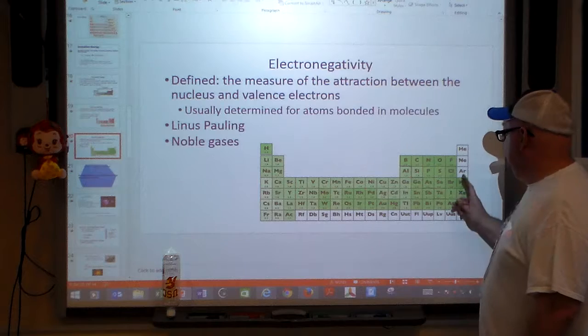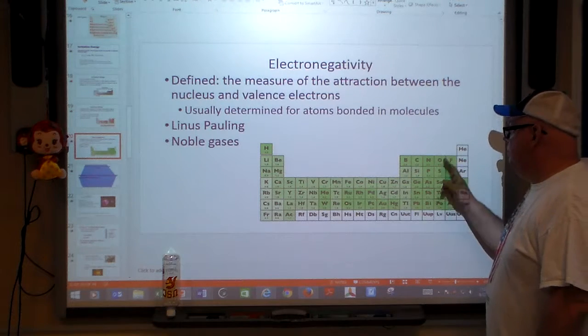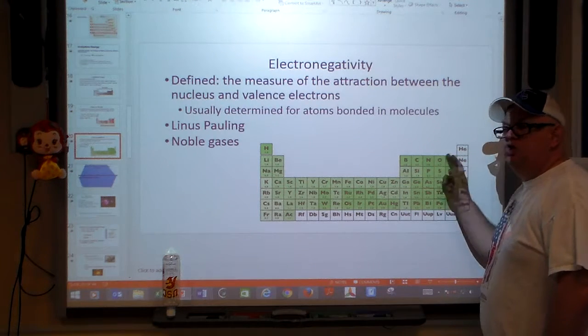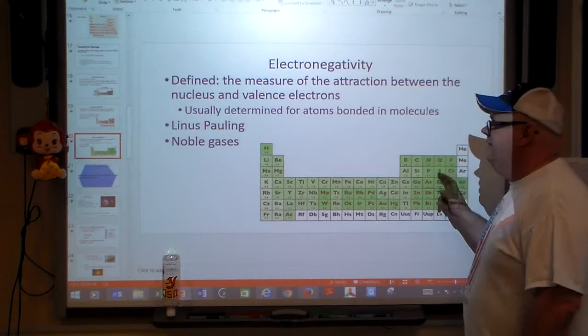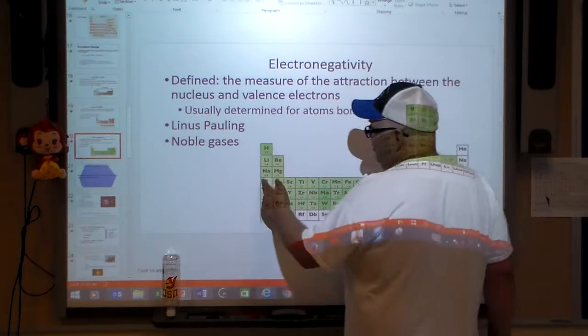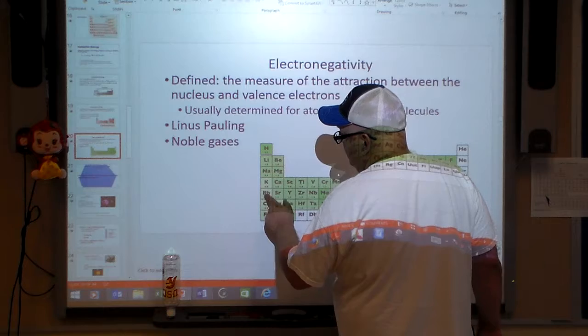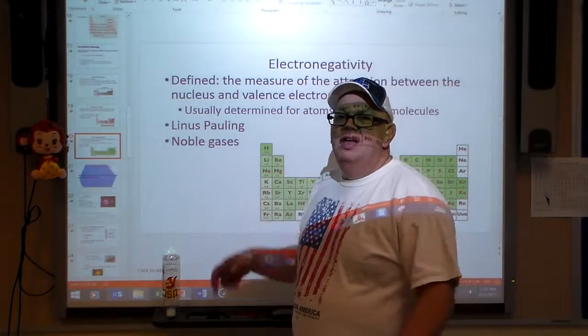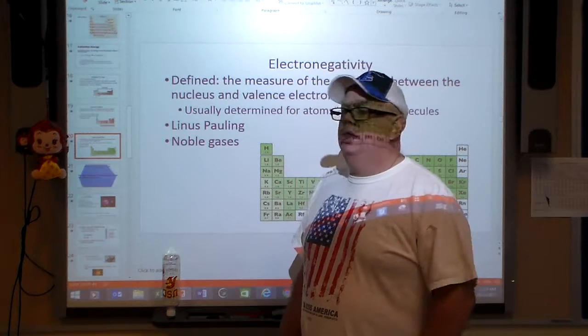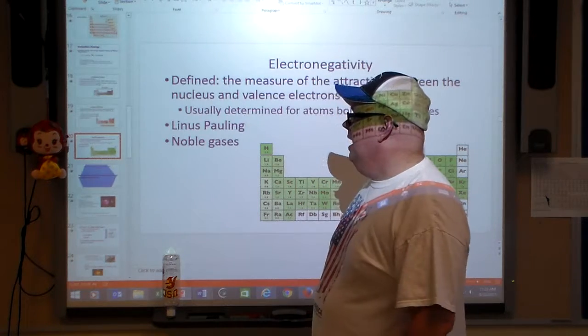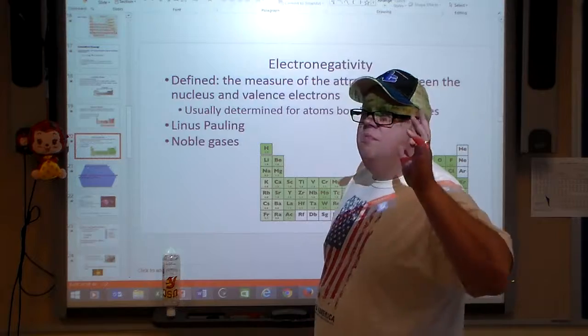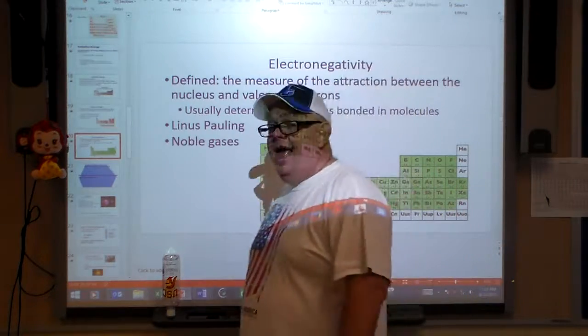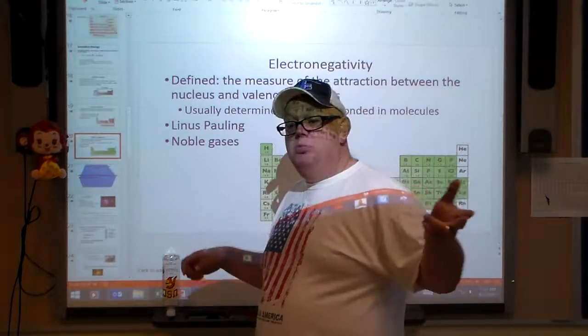So up here, we tend to have more attraction between the nucleus and the valence electrons. Here, when you look at lithium and sodium and potassium and rubidium, they're like, I'm not interested. So it's a very low electronegativity. Okay? And that's actually going to make a difference in how those atoms hook up with each other.